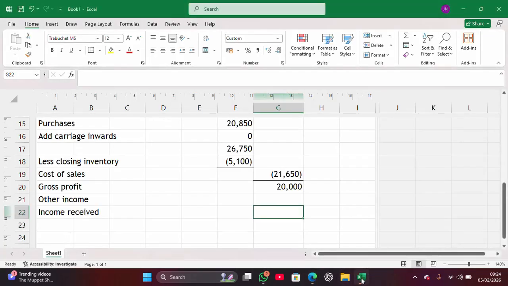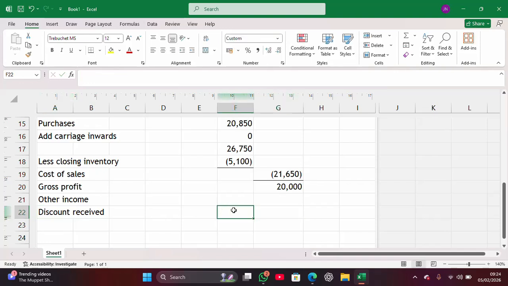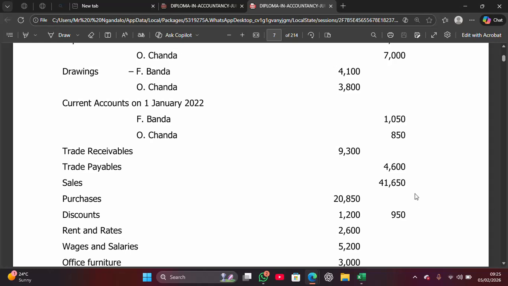950. So we are going to give it a specific name: discount received, isn't it? Yes. How much? 950. Okay, 950, not 650? Yes. All right. Interesting. So they said 950. Yes. Great. So there we go, we have got a 950.